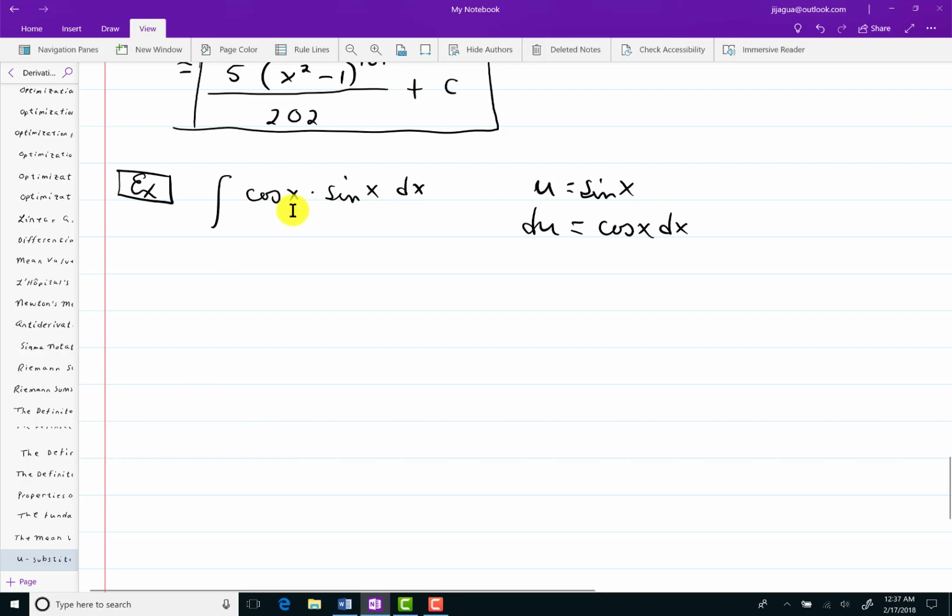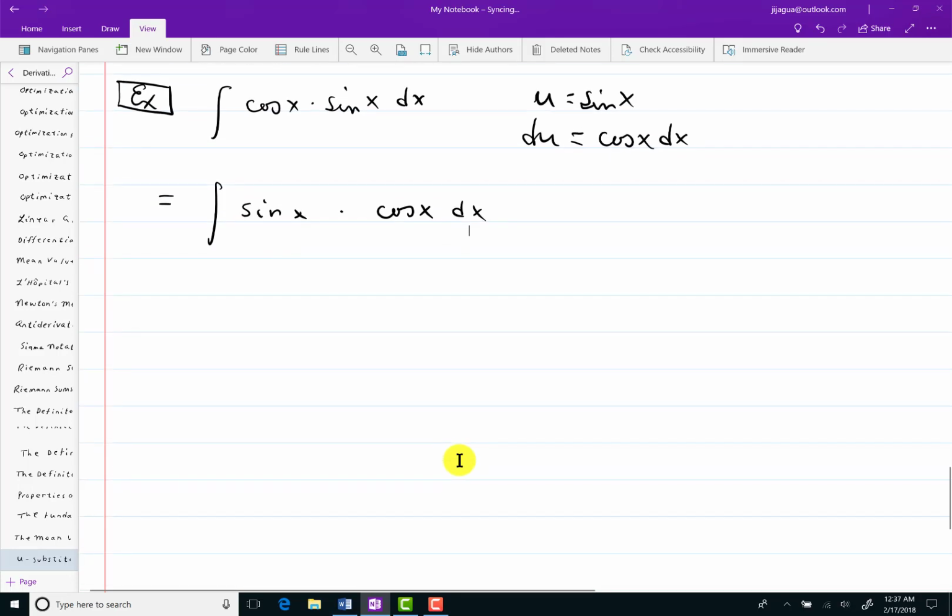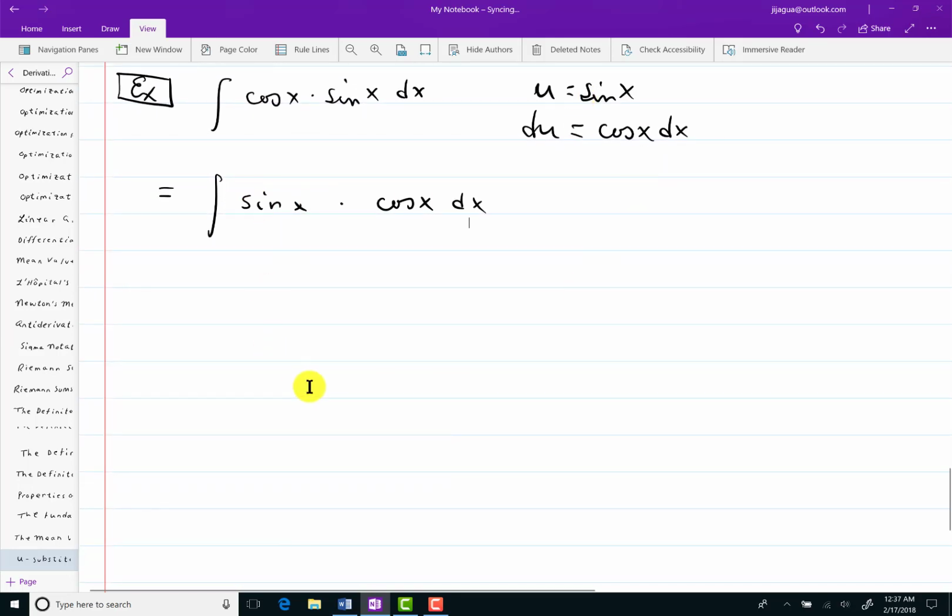So, u is equal to sine of x, du is cosine of x dx. I will rewrite the integral so that you see how I'm thinking. I'll put my sine of x first, and then out back I'll put cosine of x dx. So you can see clearly that this part is going to be the u, and this part is going to be the du.